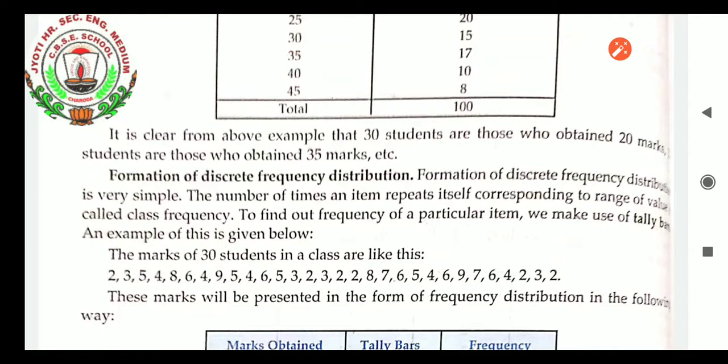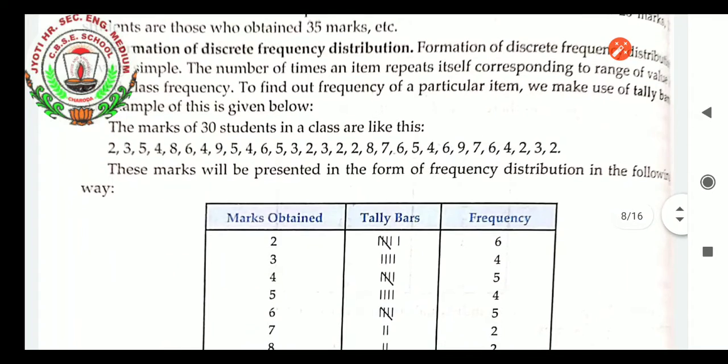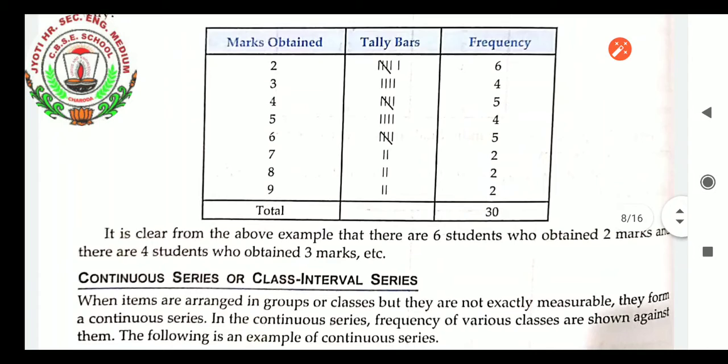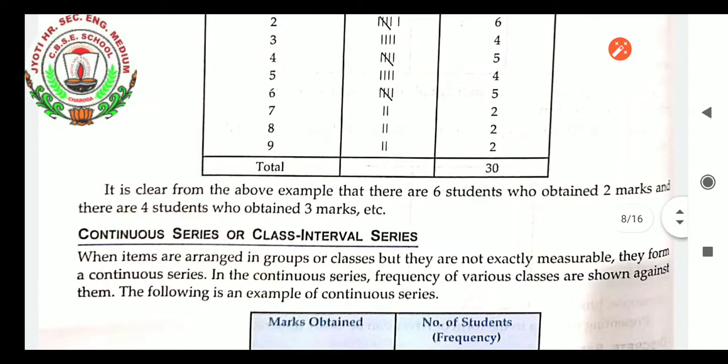The marks of 30 students in a class are like this: 2, 3, 5, 4, 8, 6, 4, 9 and so on. These marks will be presented in the form of a frequency distribution in the following way. Marks obtained, tally bars, frequency: 2, 3, 4, 5, 6, 7, 8 and so on. You can see the tally bars and the frequency. It is clear from the above example that there are 6 students who obtained 2 marks and 4 students who obtained 3 marks each.